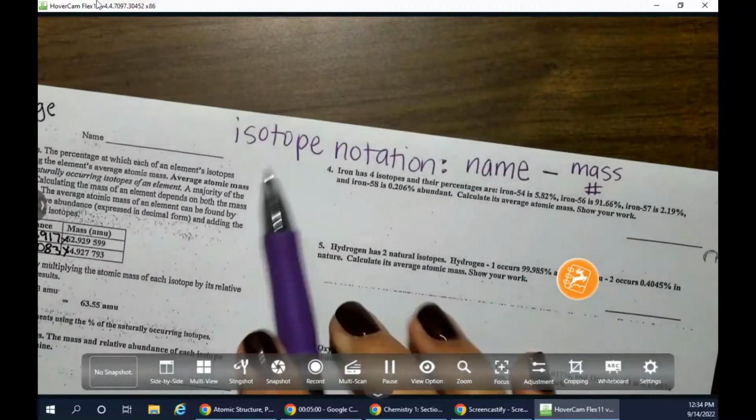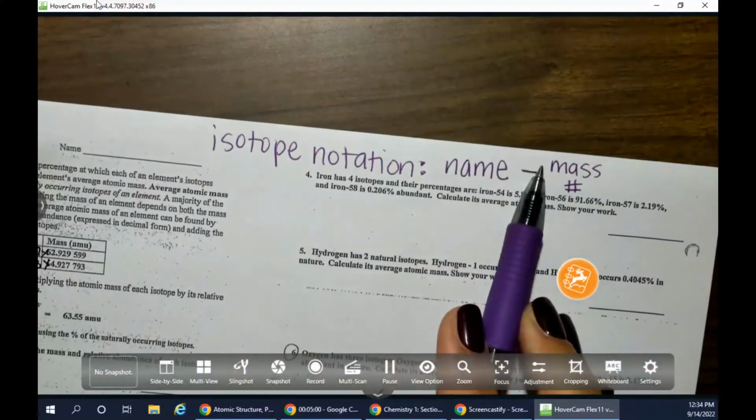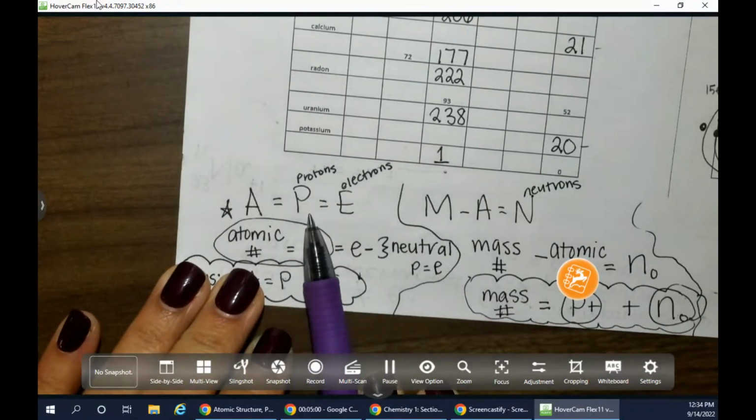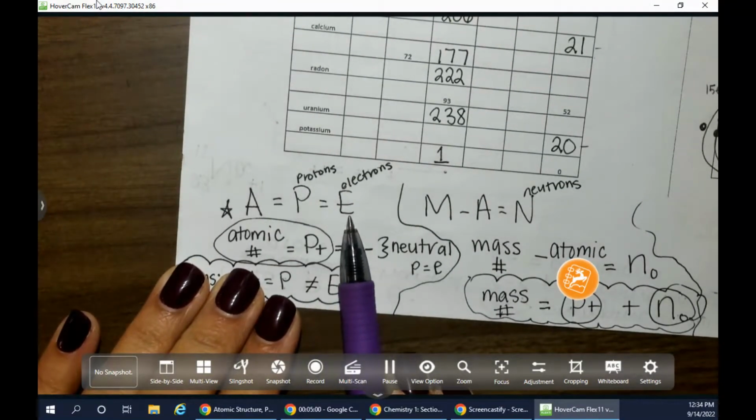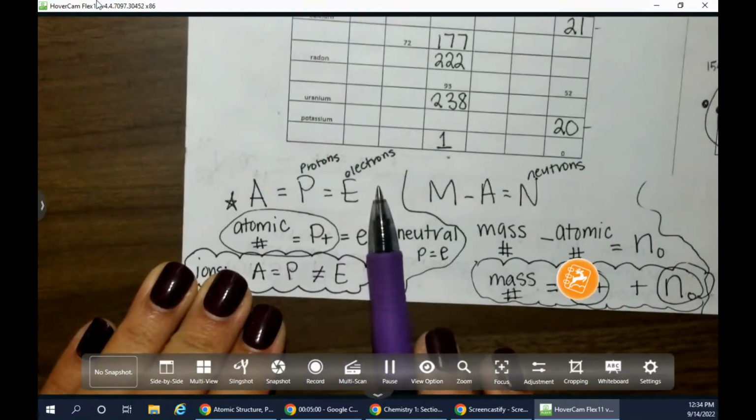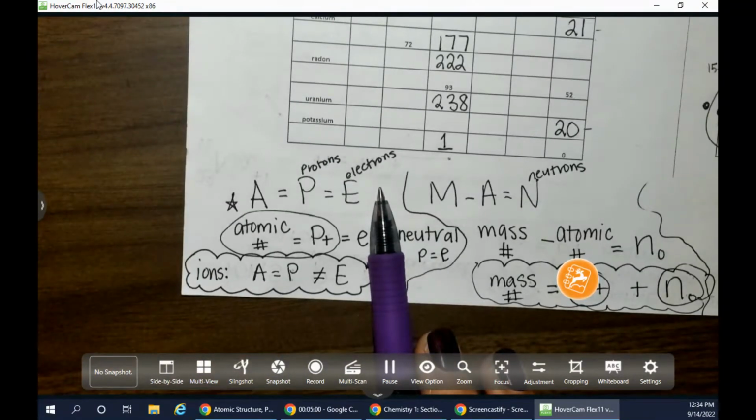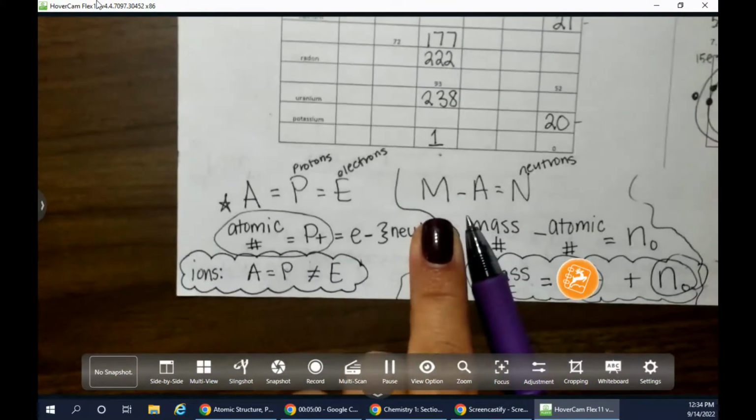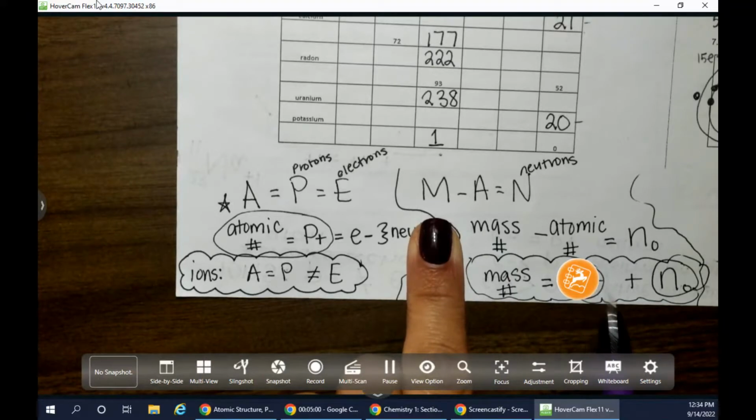Isotope name or isotope notation, which was your name and then the mass number, right? And then if we think back, we know that atomic number is always equal to your protons, and is usually equal to your electrons. So for the most part, you can guarantee that those three columns on a table are going to be the same thing, right? Okay. Then your mass number is equal to your protons plus your neutrons.